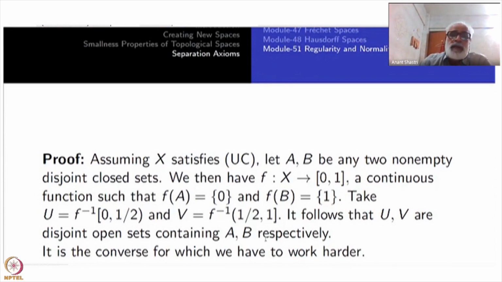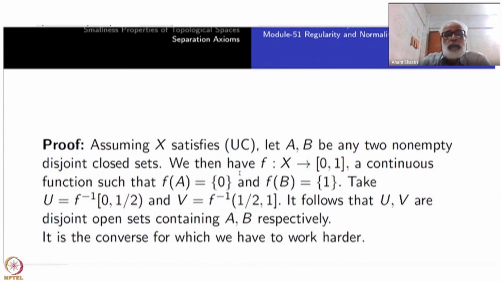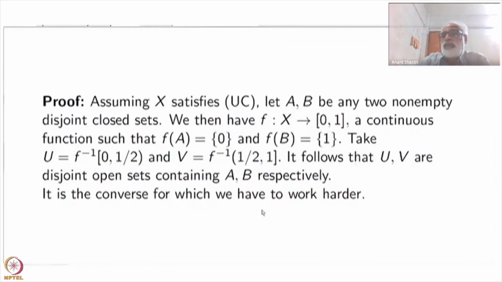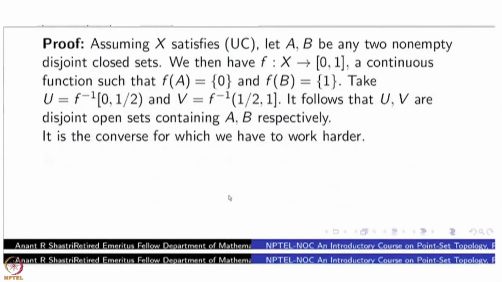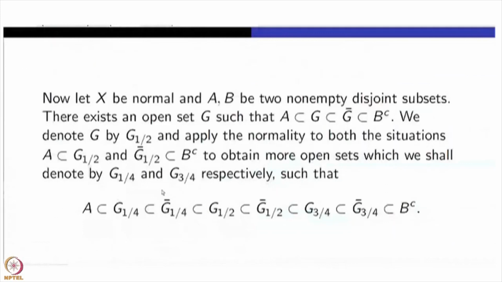So normality is satisfied if UC is satisfied. The converse is where we have to work hard. Well, the hard work is done by Urysohn. We are doing hard work in a different sense. We have to learn them properly, right? Okay. Now let X be normal and A and B be non-empty disjoint subsets.